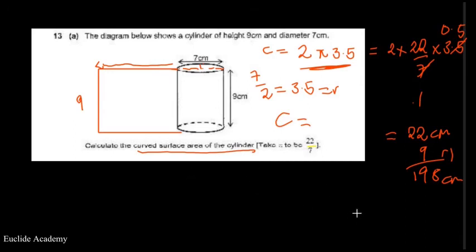So the curved surface area is going to be 198 centimeters cubed. This is the area, so we use centimeters squared. Did I say cubed? Centimeters squared, not cubed. So it's 198 centimeters squared. Okay, so this is the surface area of a cylinder.